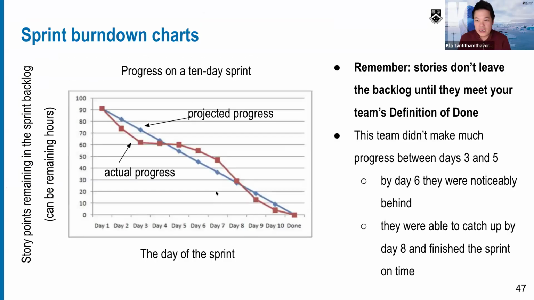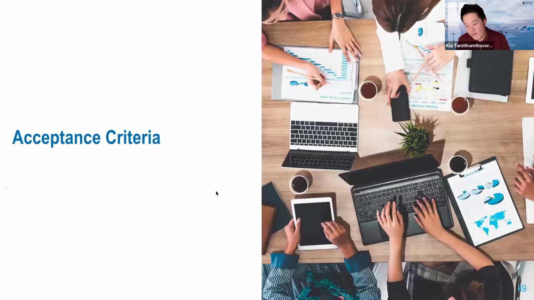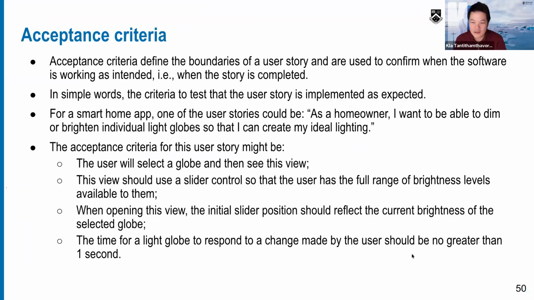So we talk about the definition of done, but before we move on to it, we need to know what the acceptance criteria is. As I told you, when we come up with a feature, we need to know what the success looks like. And you should be able to define the acceptance criteria. It means the boundaries of a user story, and it will be used to confirm when the software is working as intended. When do you think the user story is completed? What is the criteria? That's what you need to write down, in simple words as well. Let's take a look.